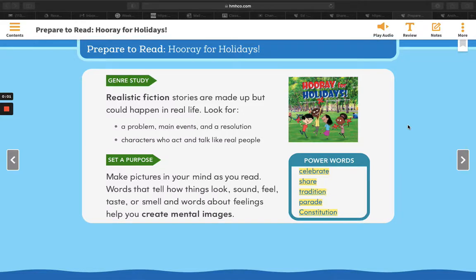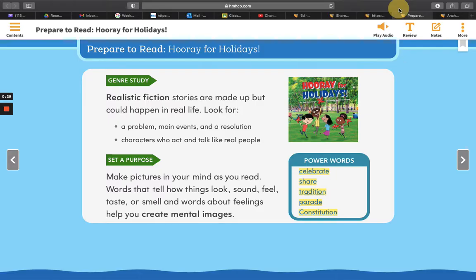Our story today is called Hooray for Holidays. I'll turn my volume up before I go. Hooray for Holidays. And this story is going to be a realistic fiction story. And that means that the story is made up, but that it could happen in real life. So there's a problem, there's some main events, there's a solution to the problem. You have characters who act like real people.